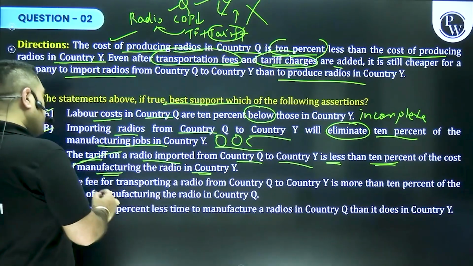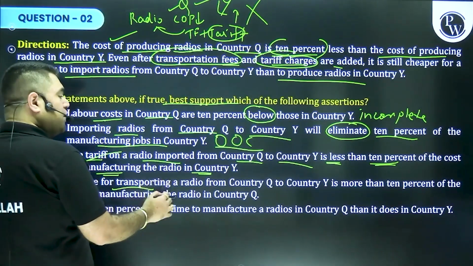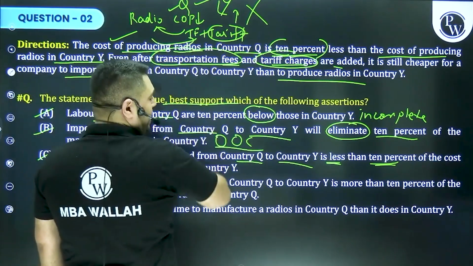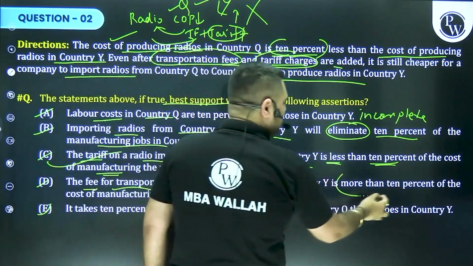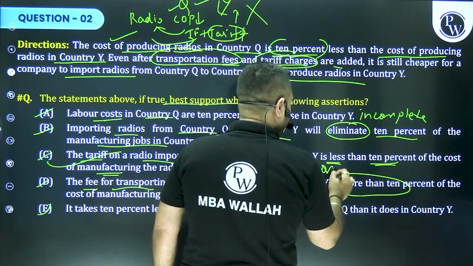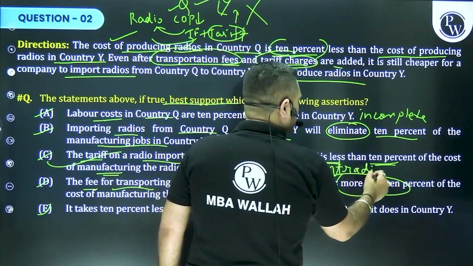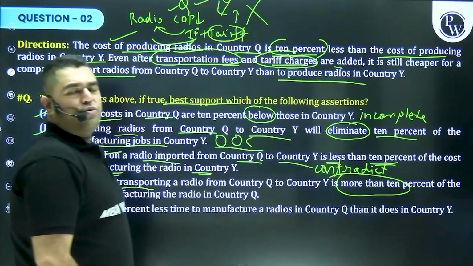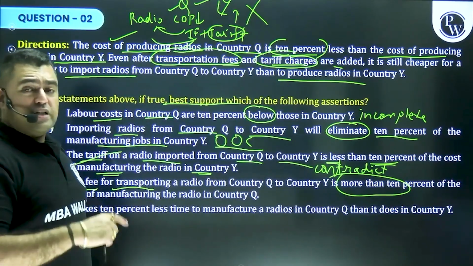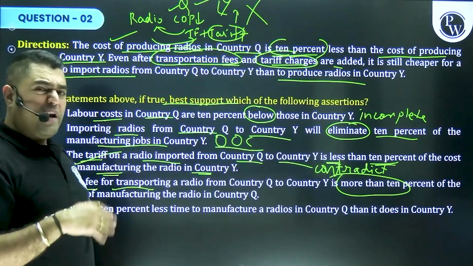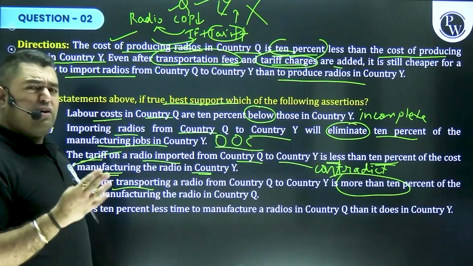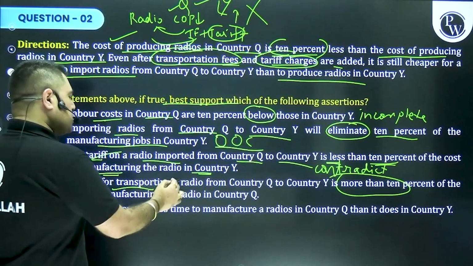D. The fee for transporting a radio from Q to Y is more than 10%. Beta, this option is contradicting. So then why will we produce in country Q? Why not in country Y? If it is more than 10%, then finished, then produce in Y, why produce in Q? Finished. So this is ulta.